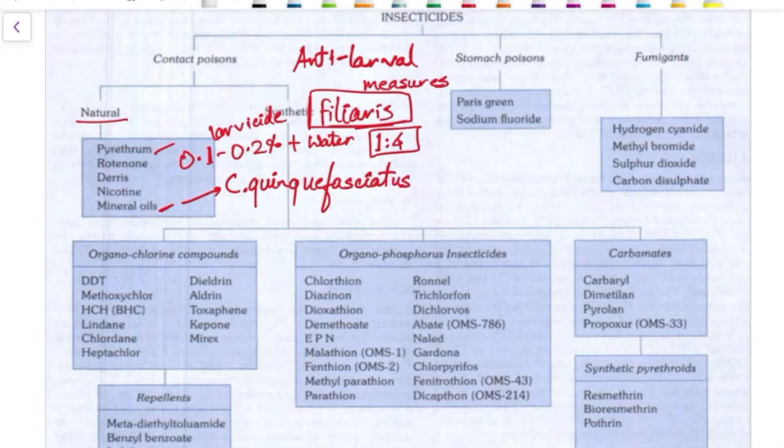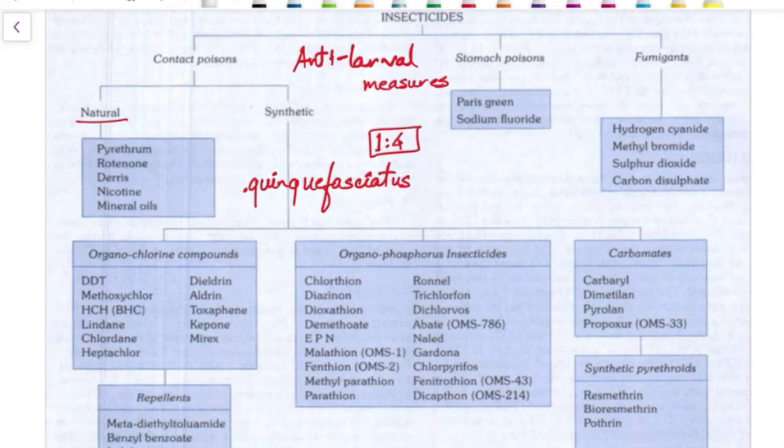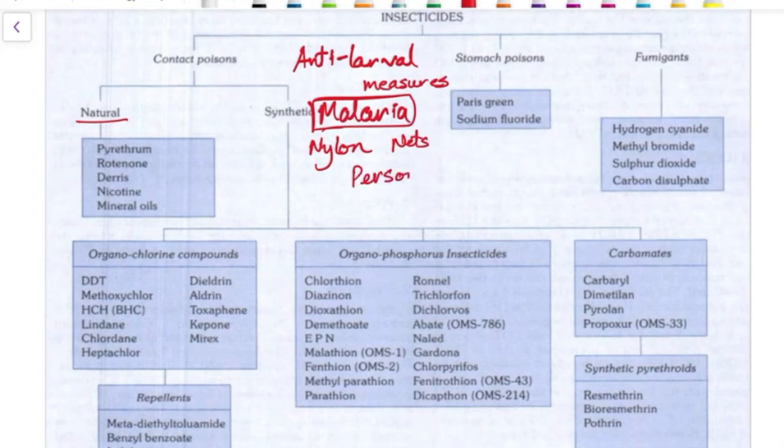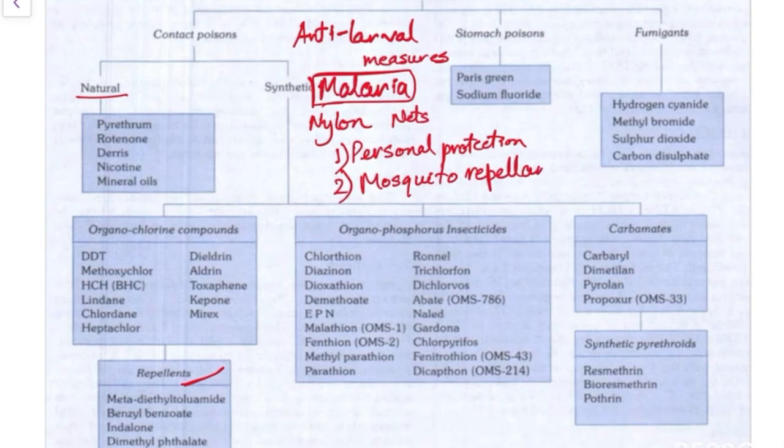These are anti-larval measures. Now discussing malaria, in personal protection we can use nylon nets, and we can use mosquito repellents. As mosquito repellents we can use metadiethyltoluamide, dimethylphthalate and ethyl hexanediol. It is very commonly used.